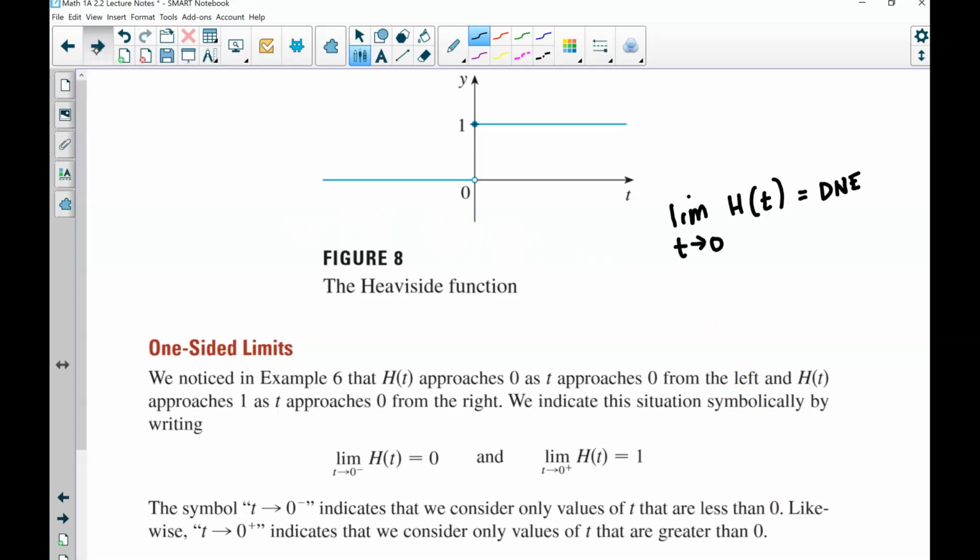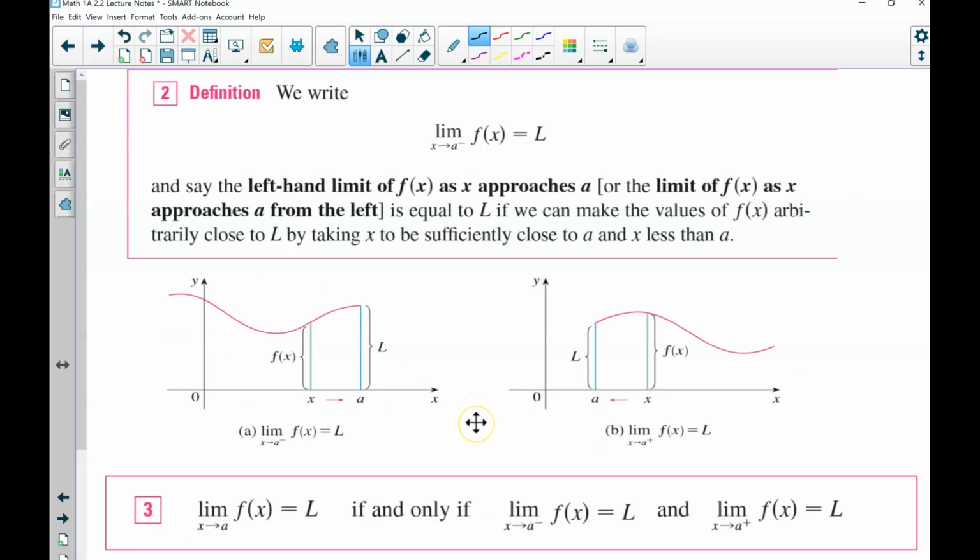Okay, so this creates our new definition. Our definition states the following. We write that the limit as x approaches a from the left of f of x equals L, and we say that the left-hand limit of f of x as x approaches a, or the limit of f of x as x approaches a from the left, is equal to L if we can make the values of f of x arbitrarily close to L by taking x to be sufficiently close to a and x less than a. Now, you'll notice that definition 2 differs from definition 1 only in that we require x to be less than a.